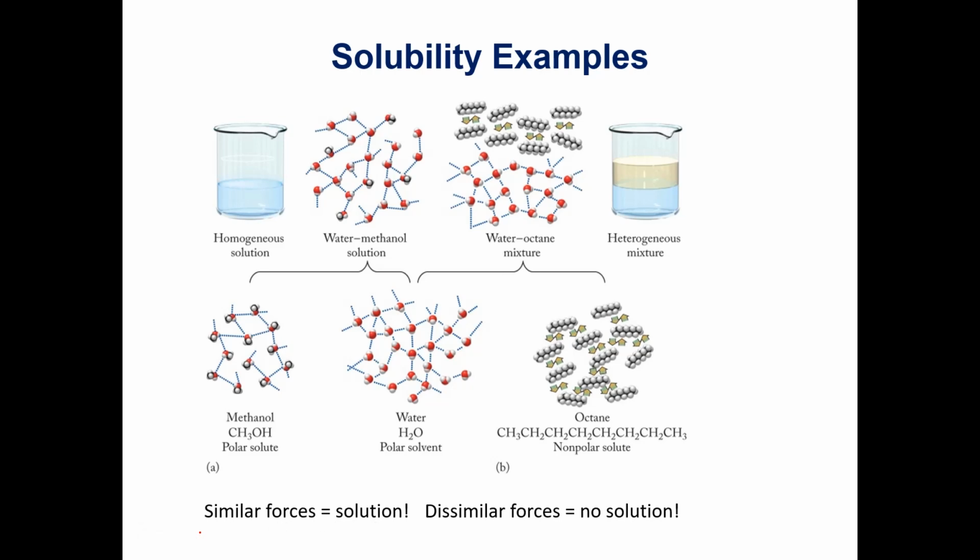For example, if we take something like water and methanol, both exhibit hydrogen bonding. So those two will mix and you won't be able to tell the difference where the water stops and methanol starts because they're all mixed together. Whereas if you mix something like water and an oil or a hydrocarbon like octane, octane is all non-polar, water is all polar, so you get two separate layers.